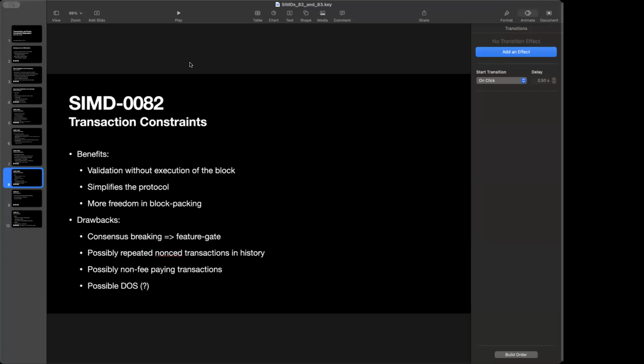Yeah, I think we can pause here and maybe open it up for questions and feedback. Is anyone totally opposed to this? What do you guys think about how we should handle these non-fee paying transactions? Yeah.